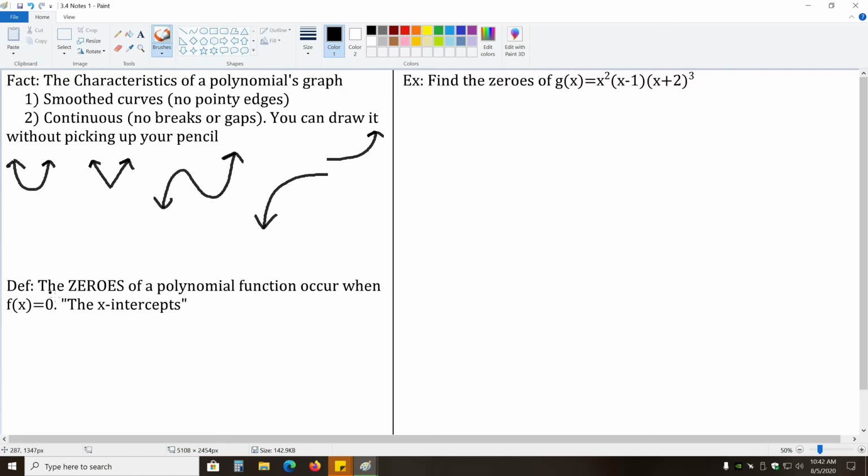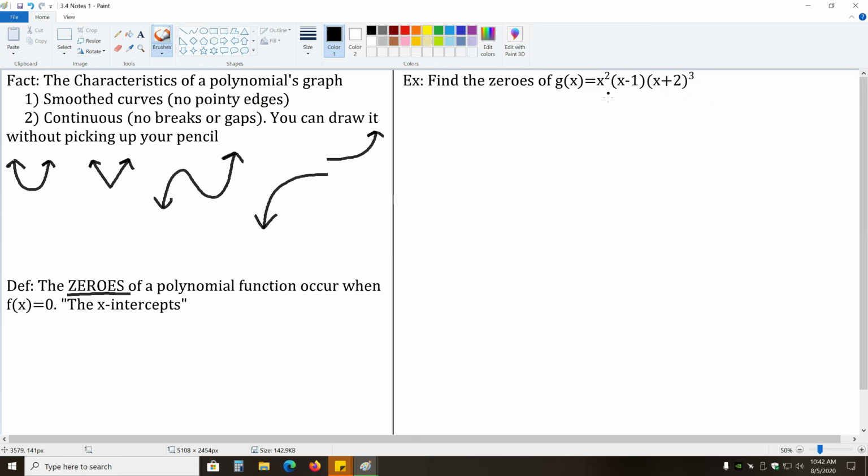Okay, so from here, we now introduce a definition that says the zeros of a polynomial function occur when f of x equals 0. In other words, at the x-intercepts. So whenever you hear the term find the zero of a function, it's just another way of saying find the x-intercepts. So let's go ahead and find the zeros of g of x equals x squared times x minus 1 times x plus 2 to the third power.